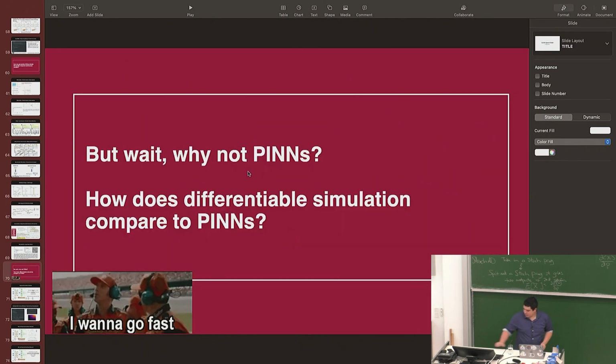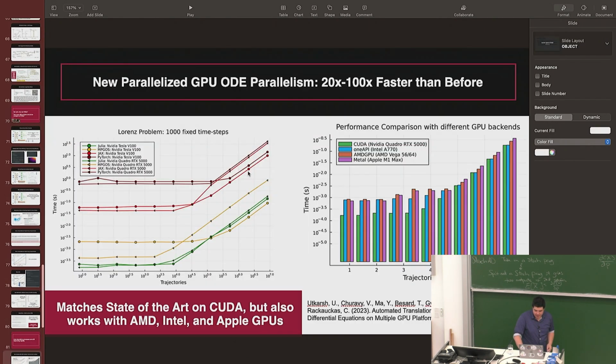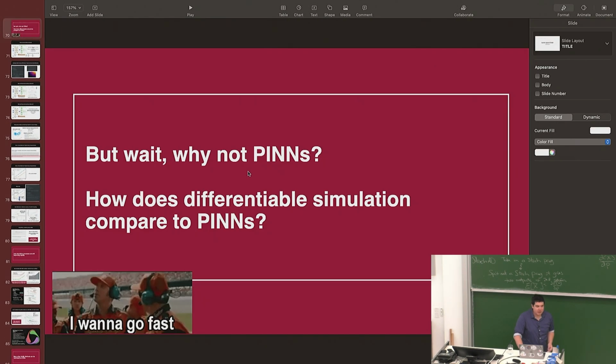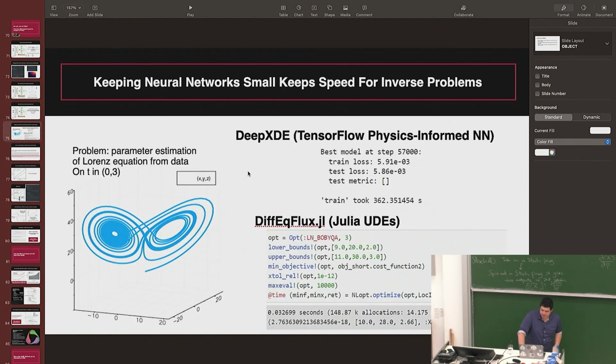I think with the 4 minutes or so, I might cut it there before I go into a next topic. The next topic would have just been, why not use physics-informed neural networks? If you do all this correctly, you tend to outperform physics-informed neural networks by like 10,000 times or something. But we could go into details there.